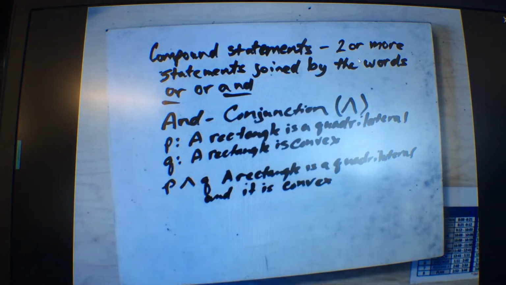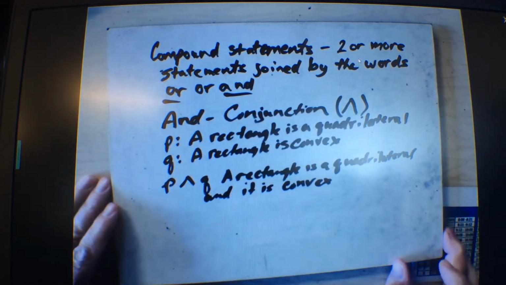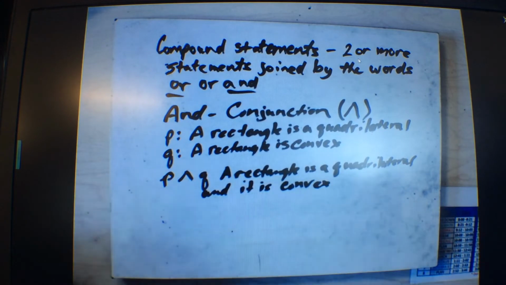Now, is that conjunction true? Is P true? Yes. Is Q true? What's convex? Convex means that it goes out, not in. Yes. So guess what? They're both true. So the truth value of the conjunction is true.